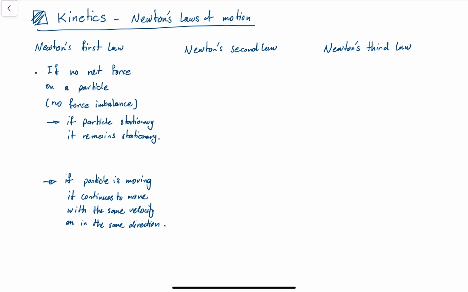So both of these essentially mean that the state of the particle does not change. In other words, there is no acceleration. If velocity is zero, it remains zero. If it's non-zero, it remains at the same constant value. All of these are when there is no force imbalance. That is the first law. The first law is actually a special case of the second law, which talks about what happens if there is force imbalance.